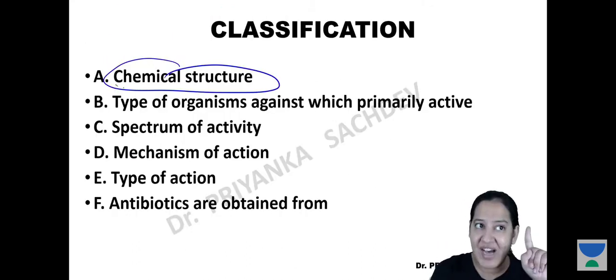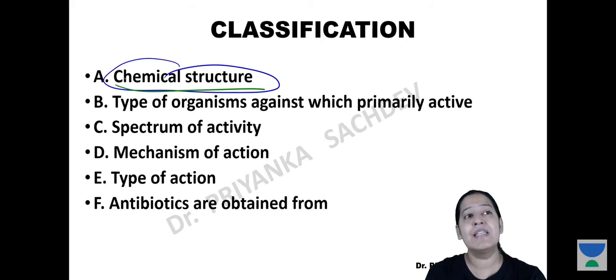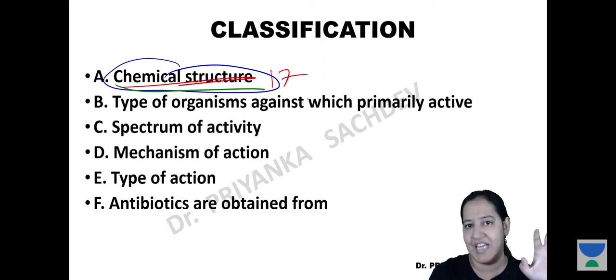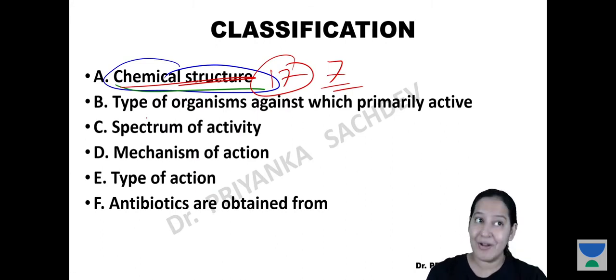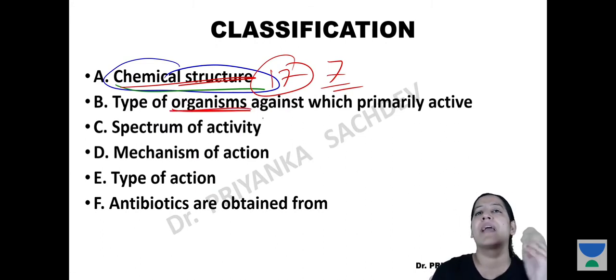That was the first classification based on chemical structure. It is of 17 types. So from that 17, some will be done today. I will try. Anyways, coming on the second classification based on organism against which these drugs are active.